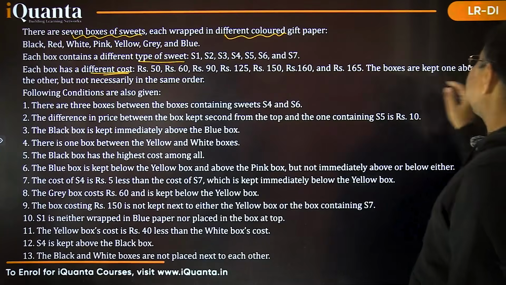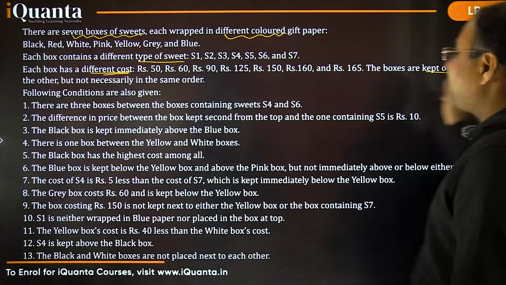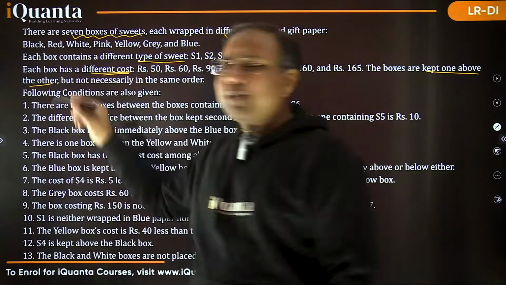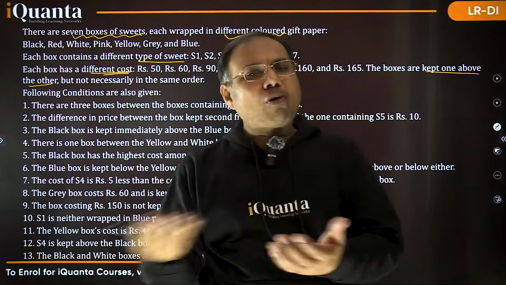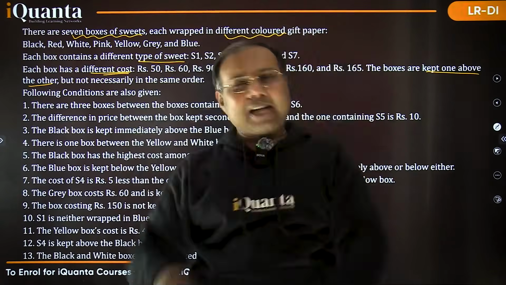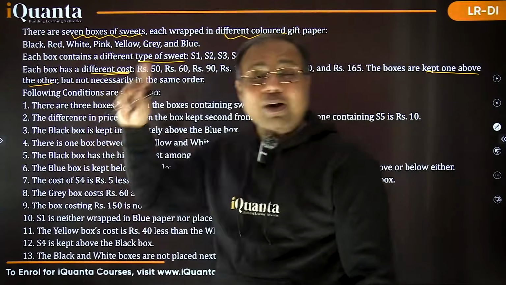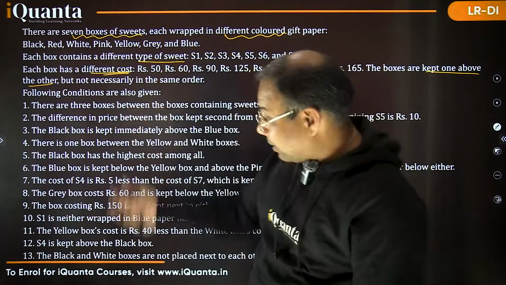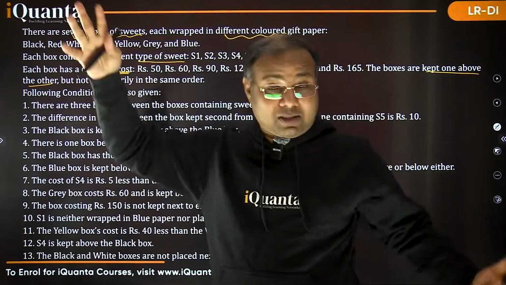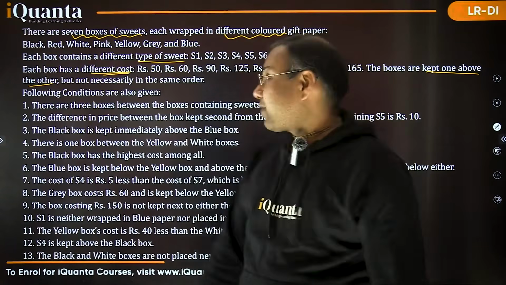And now the boxes are kept one above the other. So that means they are piled up like that. If I call the bottommost box as box number 1, then box number 2, 3, 4, 5, 6, 7, like that, right? But not necessarily in the same order. So of course we need to identify that order, and following 13 conditions, it is a voluminous thing. So how to deal with this kind of question, that is the whole agenda.